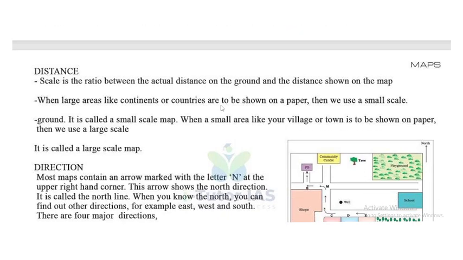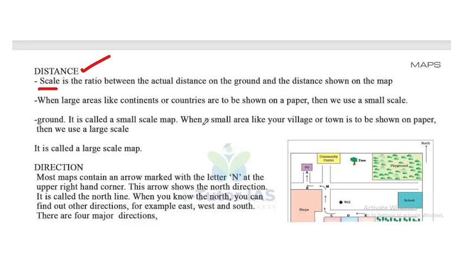Now, what is distance according to the map? Look, scale is the ratio. This is important. What is scale? Scale is inside the distance. Scale is the ratio between the actual distance on the ground and the distance shown on the map.